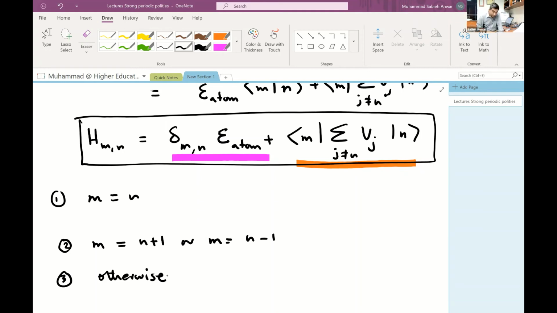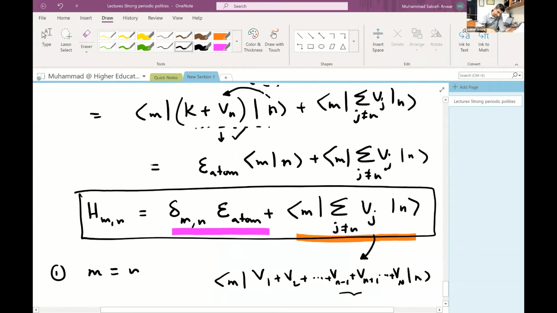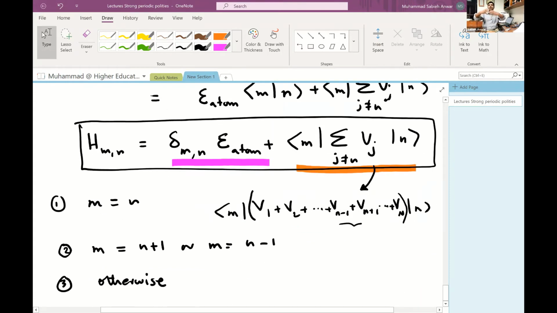So I can bifurcate my values of m and n into these three scenarios. And now what I assume is that this is a sum of potential. This term, if I were to expand this term, this would look like this. V1 plus V2 plus Vn minus 1 plus Vn plus 1 all the way up to V capital N. And I have to exclude the nth term because the nth term has already been taken care of here. Now, this is a sum of potential energies. It's the sum of the potential energies imposed by all the nuclei but the nth nucleus.